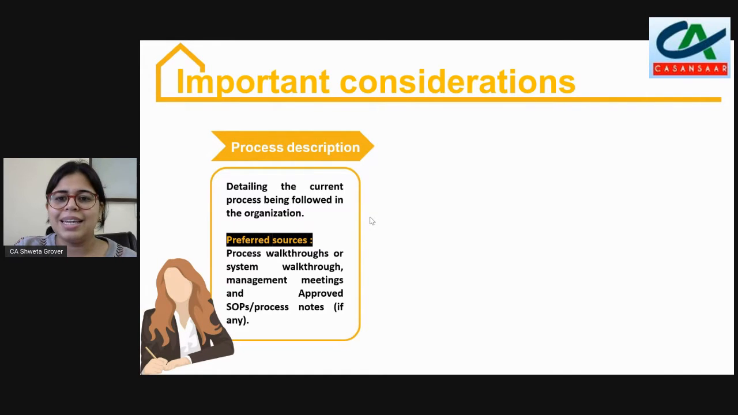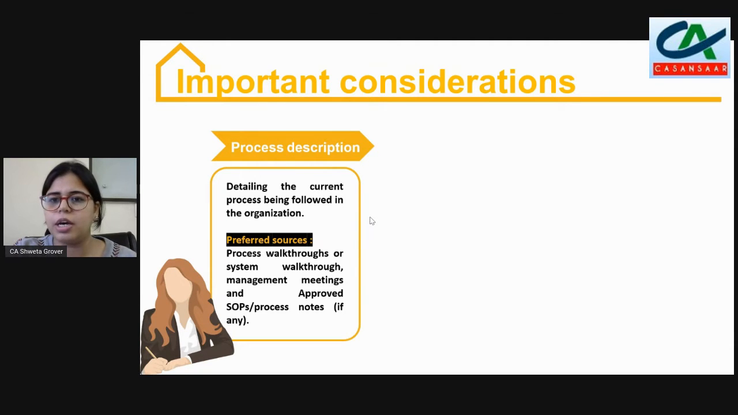As an internal auditor, I would suggest that you should go for a process walkthrough first. Walkthrough means sitting with the process owner, discussing with them, and understanding their process, which is very important rather than just referring to a process document. It might be possible that the process document is not updated, or the process which is actually followed in the organization is not mentioned in that process document. So it's better to first go with the process walkthroughs.